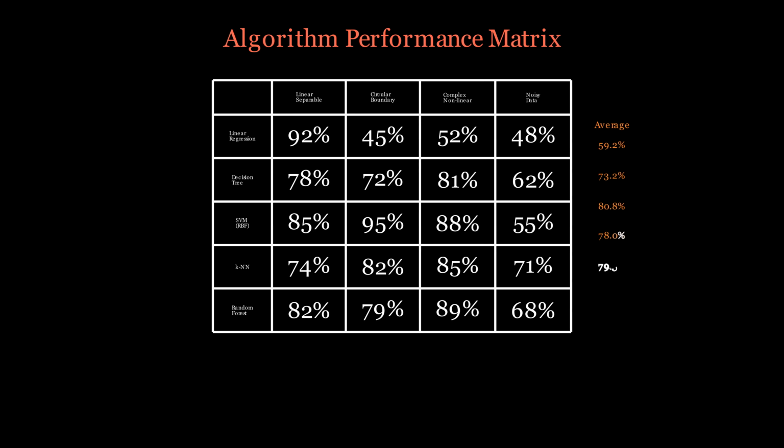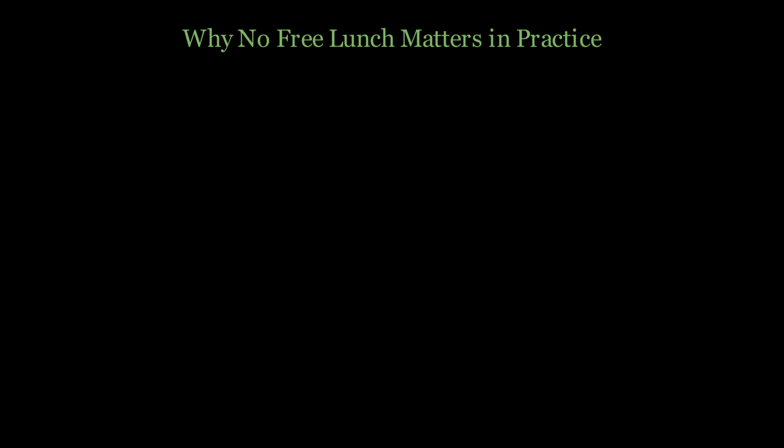When we calculate the average performance across all problems, we see the no free lunch principle emerging. While there are differences, no algorithm is dramatically superior overall. Linear regression excels on linear problems but fails elsewhere. SVM dominates complex boundaries but struggles with noise. Each algorithm pays for its strengths with weaknesses. The no free lunch theorem has profound implications for machine learning practice. It explains why we need multiple algorithms, why benchmarking is important, and why domain knowledge is crucial for algorithm selection.